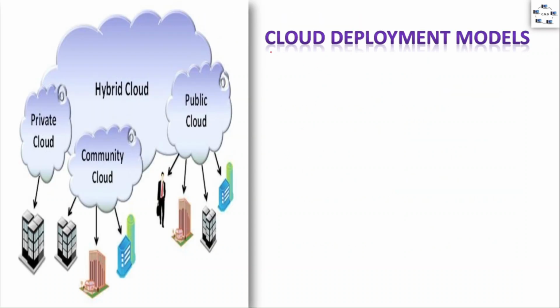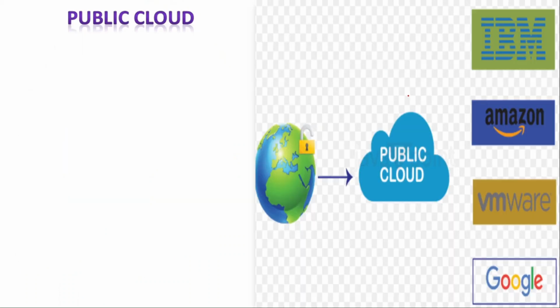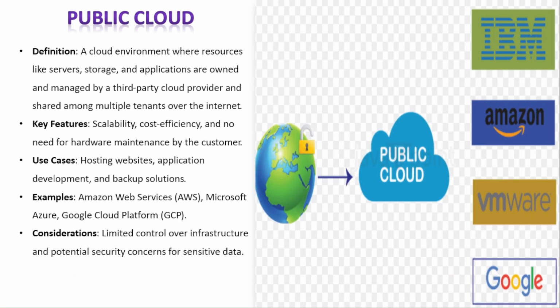So we are talking about cloud deployment models now, that is, how cloud is deployed differently in different models. These models include the public cloud, the private cloud, the hybrid, community, as well as the multi-cloud model. So we will go through each of these one by one and explain what we mean by these different deployment models. So the first one is the public cloud.